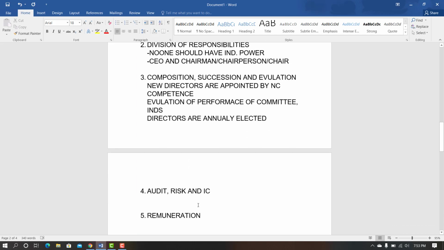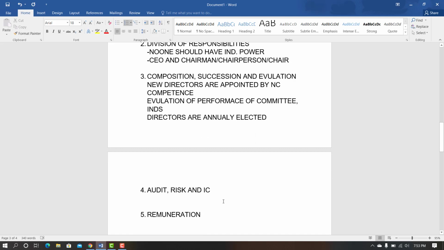The fourth principle is audit, risk and internal control. So let's start. Formal and transparent policies and procedures to ensure independence of the internal auditor and external auditor and integrity of the financial statement. So policies should be formal and transparent.